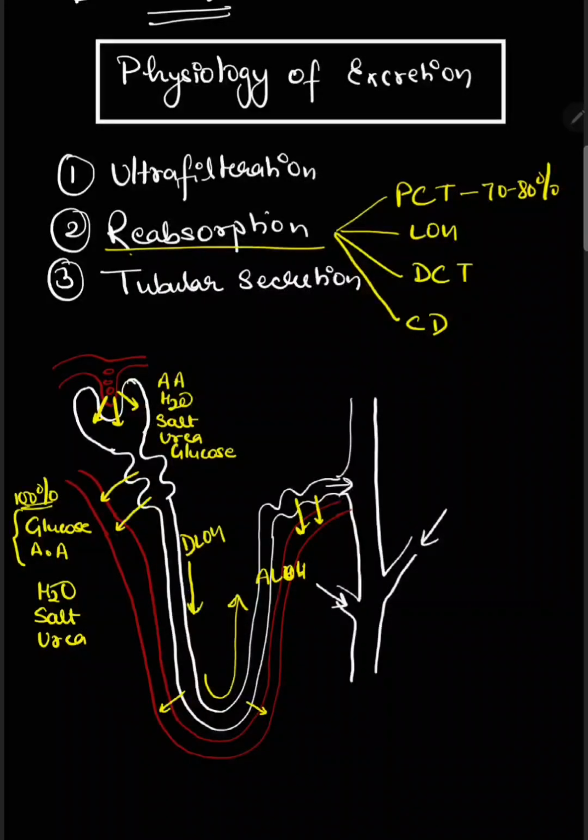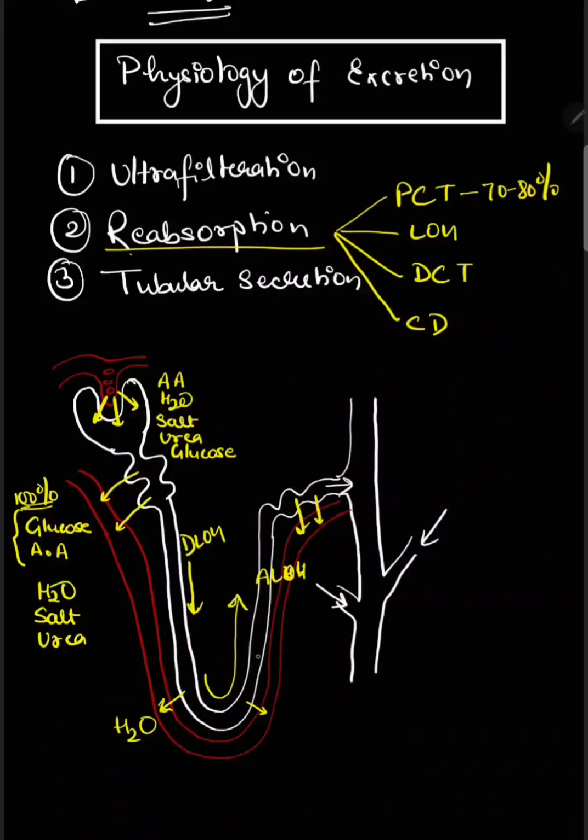So the descending limb of loop of Henle is permeable and will allow the elimination of water. From here water will be reabsorbed easily. From the ascending limb of loop of Henle, water is not absorbed very easily. It will allow the reabsorption of salts. The ascending limb of loop of Henle will allow the reabsorption of salts.